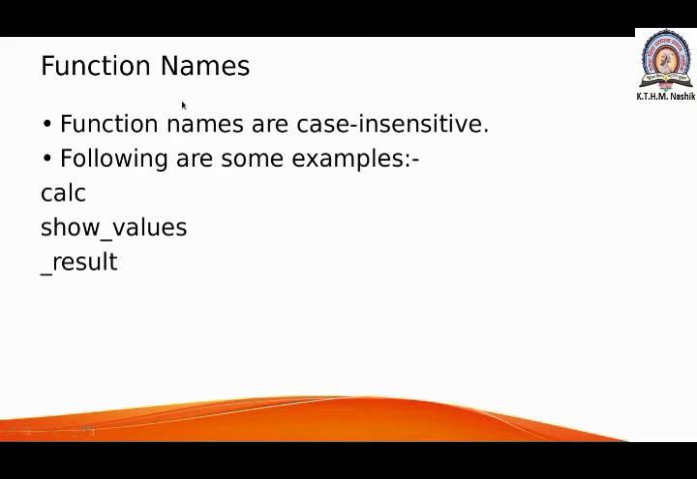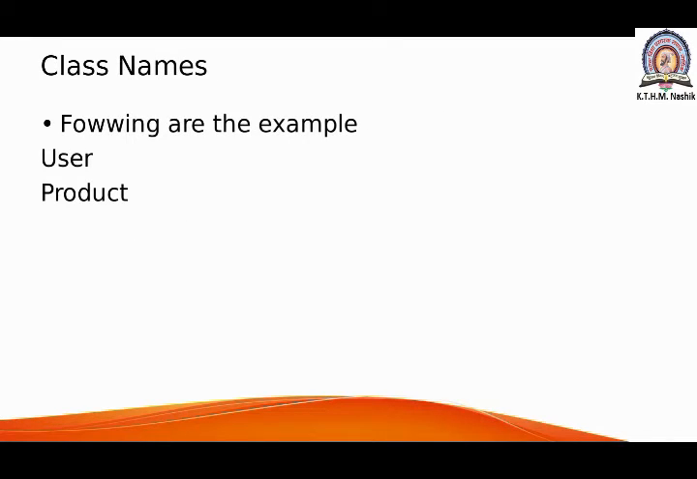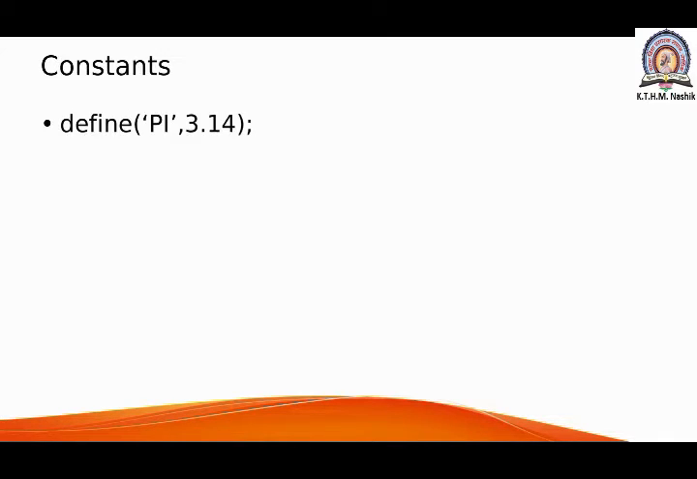Then function names. Function names are not case sensitive, that means case insensitive. We will see some valid examples of function names. Here it is cal, then show_values or show_result. These are valid function names because they also follow the rules of identifiers. Next is class names. Class names follow the standard rule for PHP identifiers and are not case sensitive. Here are some examples of class names: user, product, person, account. These are also valid class names.